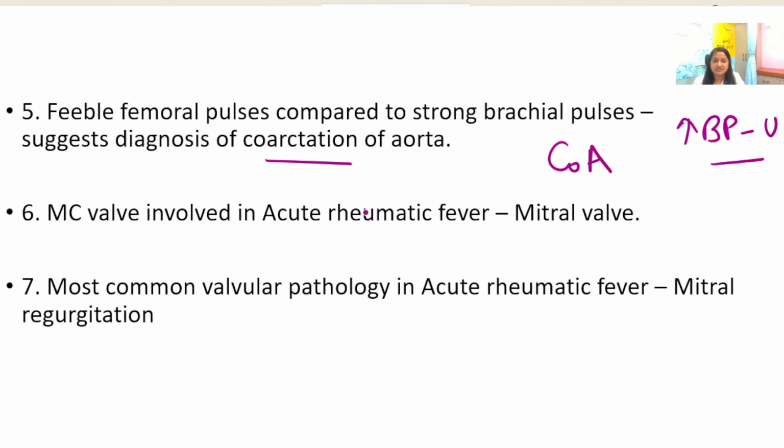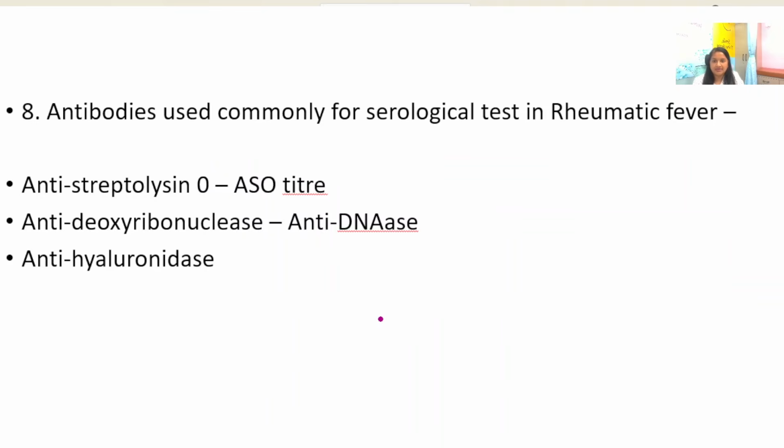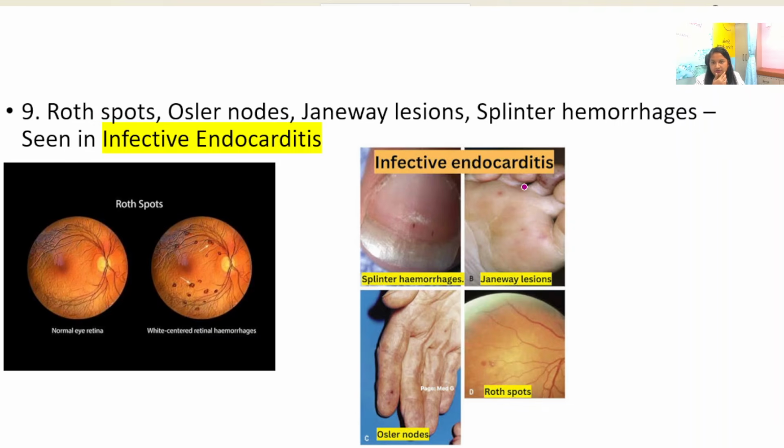Most common valve involved in acute rheumatic fever is the mitral valve and most common pathology is mitral regurgitation, MR. Antibodies used most commonly for serological testing in rheumatic fever: remember ASO titer. ASO titers are commonly used for serological testing. The others are anti-DNase and anti-hyaluronidase.